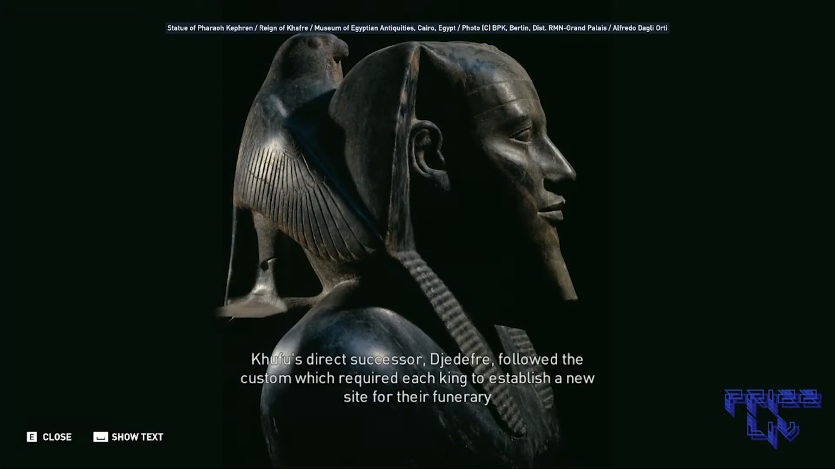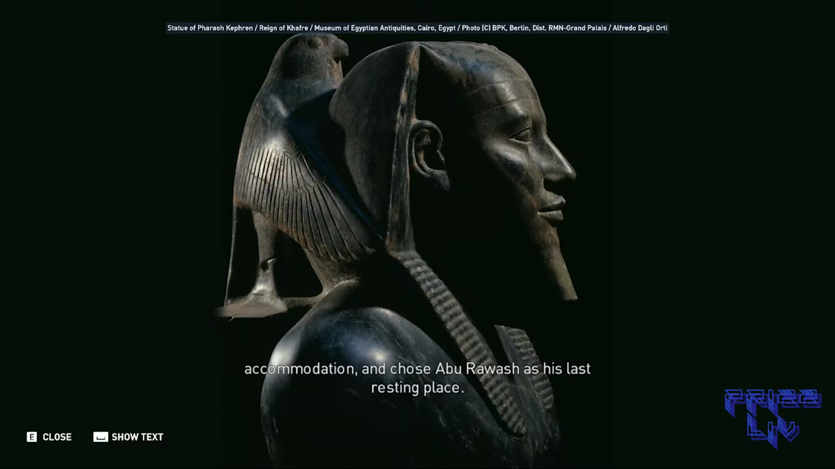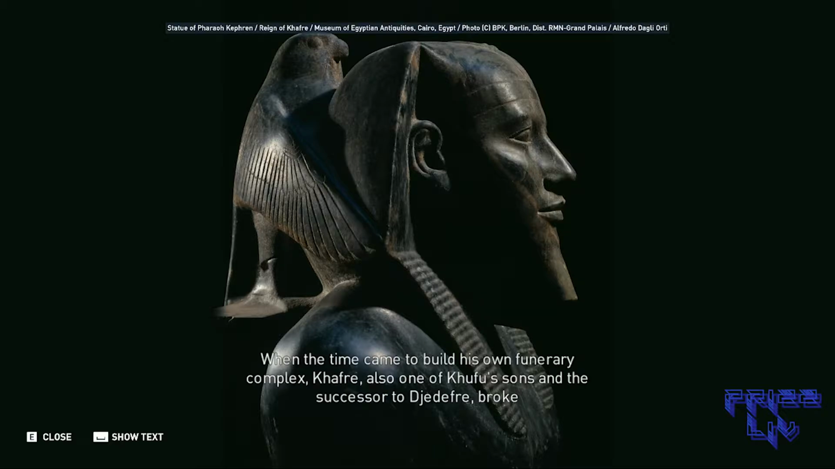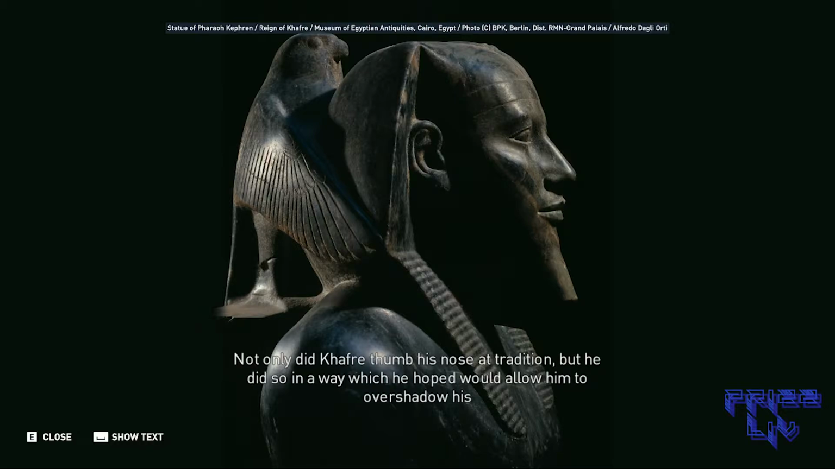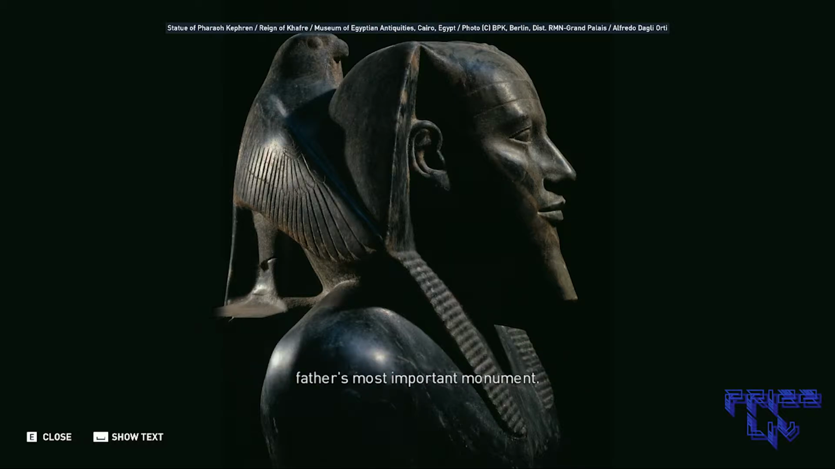Khufu's direct successor, Djedefre, followed the custom which required each king to establish a new site for their funerary accommodation, and chose Abu Rawash as his last resting place. When the time came to build his own funerary complex, Khafre, also one of Khufu's sons and the successor to Djedefre, broke with tradition and returned to Giza. Not only did Khafre thumb his nose at tradition, but he did so in a way which he hoped would allow him to overshadow his father's most important monument.